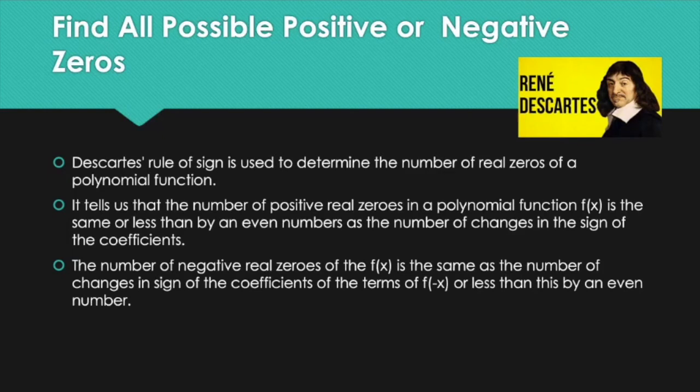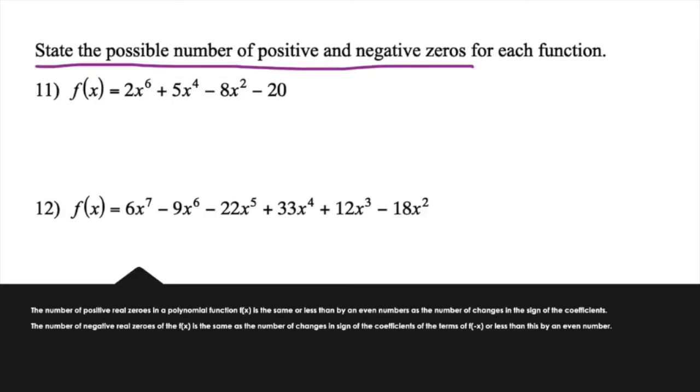Next, the number of negative real zeros of f of x is the same as the number of changes of sign of the coefficients of the terms of f of negative x, meaning I substitute a negative x in, or less than this by an even number. Let's do number 11. We're going to state the possible number of positive and negative zeros of the function. We're going to use Descartes' rule.